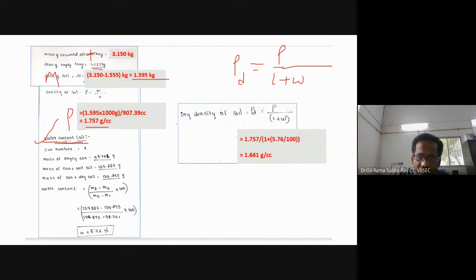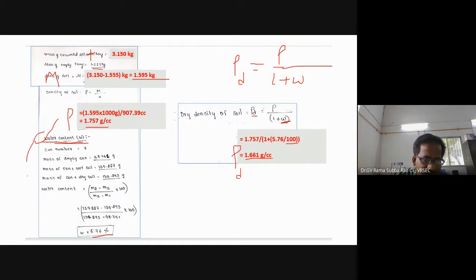So now we have determined rho d, but I am repeatedly telling you, whenever you are determining dry density, don't forget to substitute water content in decimals. So here water content is 5.76, but you see I am writing 5.76 by 100. If you are interested, you can write 0.0576, but don't write plus 5.76. Now this is the dry density, rho d, of the field soil, 1.661 gram per cc.